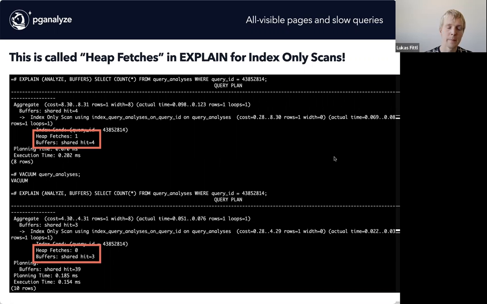Now I did a vacuum, and then you can see that the heap fetches are now 0, and our shared hit also went down by 1. So we had 1 page less to visit. Of course, if you have a big table and a lot of results, these numbers will be much higher, right? So here it didn't matter much from a performance perspective, but it could be much more significant.